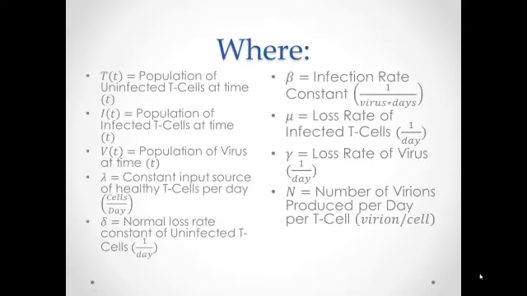Where T(t) is equal to the population of uninfected T cells at time t. I(t) is the population of infected T cells at time t. V(t) is the population of virions at time t. Then we have the constant input source of healthy T cells per day, the normal loss rate constant of uninfected T cells per day. We have the infection rate constant, the loss rate constant. We have the loss rate of virions, and we have the number of virions produced per day per T cell.